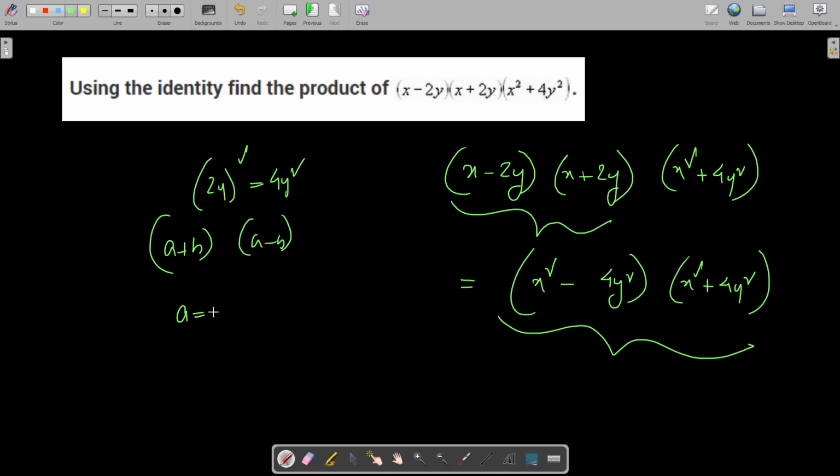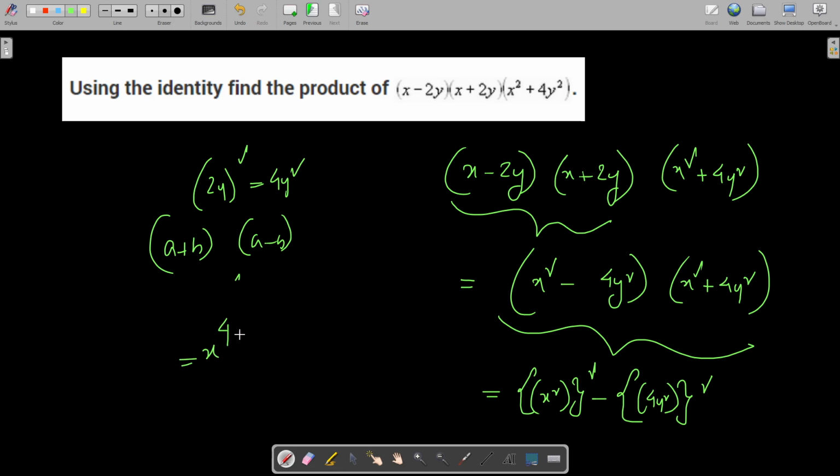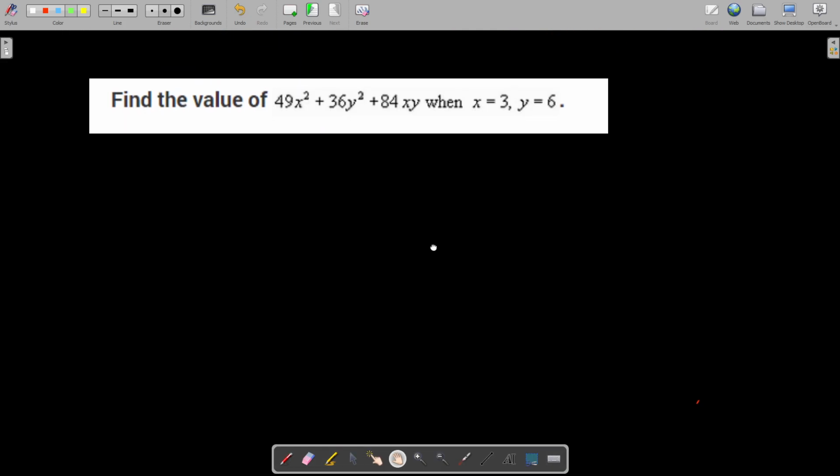What's the a in this case? A is x square, b is 4y square. So what will be the answer? It will be simply x square whole square minus 4y square whole square. So what will be the answer? It will be x to the power 4 minus 16 y to the power 4. Simple. Let's take the next question.